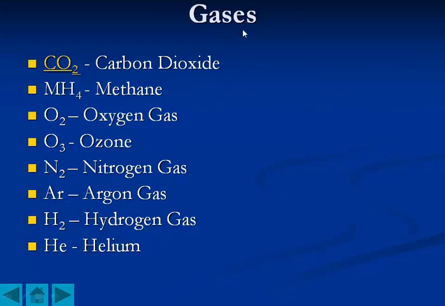what are these different greenhouse gases? So the first one is carbon dioxide, a major greenhouse gas responsible for increasing temperatures on Earth. Thereafter methane, oxygen gas, ozone, nitrogen gas, argon gas, hydrogen gas and helium. These are responsible for the rising temperature in the atmosphere.